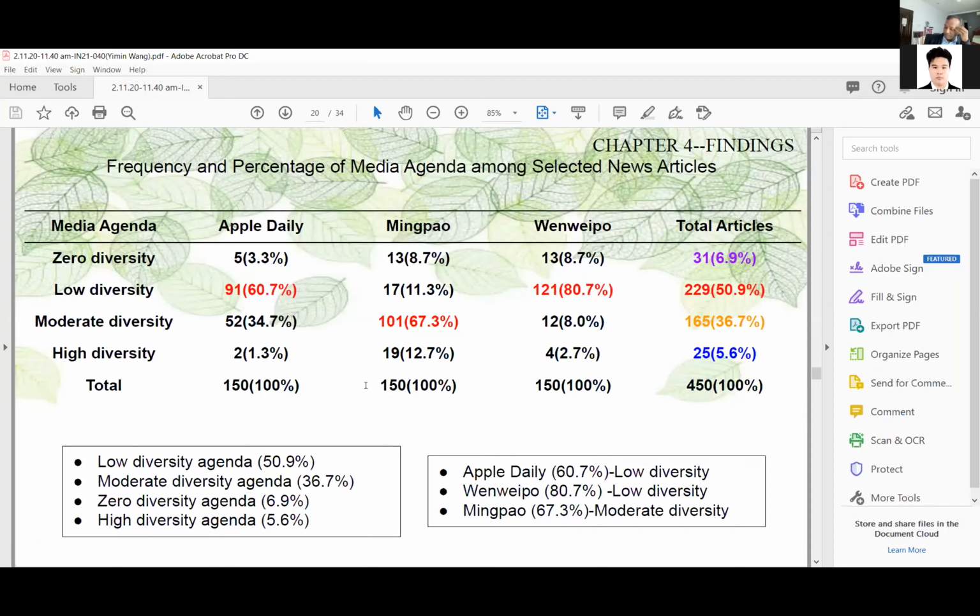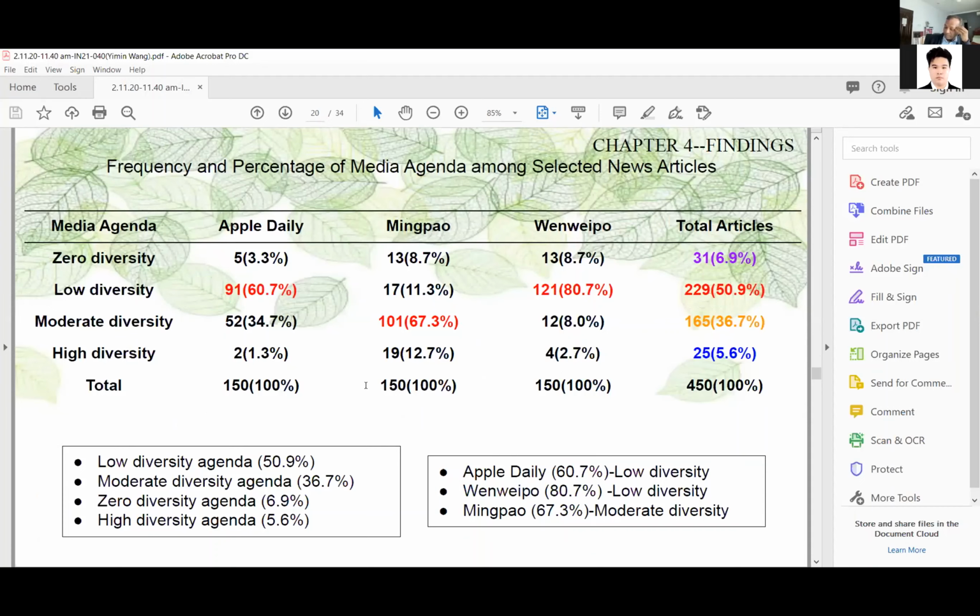So the framework of the research is how media agenda, media bias, and political orientation are associated with each other. The foundation of the research is agenda setting theory, media bias theory, political orientation, the Nolan chart, and Chinese grammar. There are three hypotheses between the three main variables.